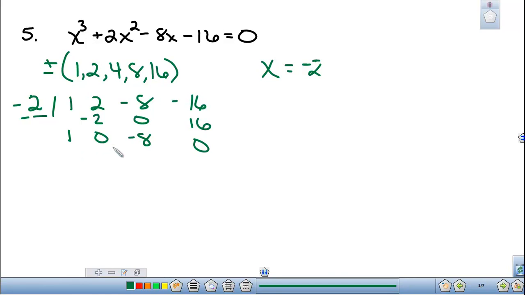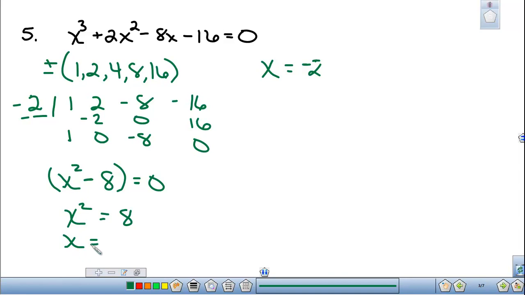What I'd like to do next now is to rewrite this in polynomial form. So this is going to be x squared plus 0x minus 8. And that is a factor of this polynomial, which means I can set it equal to 0 and add 8 to both sides. And I can see that x is going to equal plus and minus the square root of 8, which simplified is plus and minus 2 times the square root of 2. And you can see that that is an irrational root.